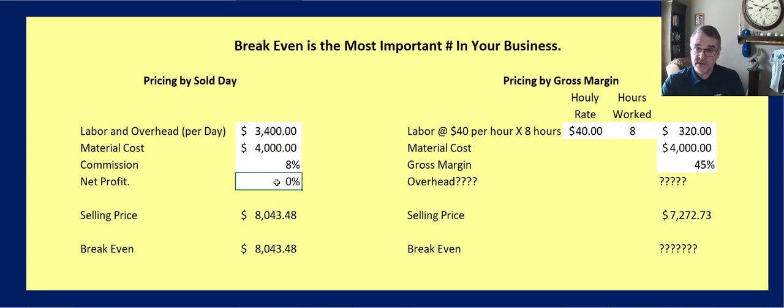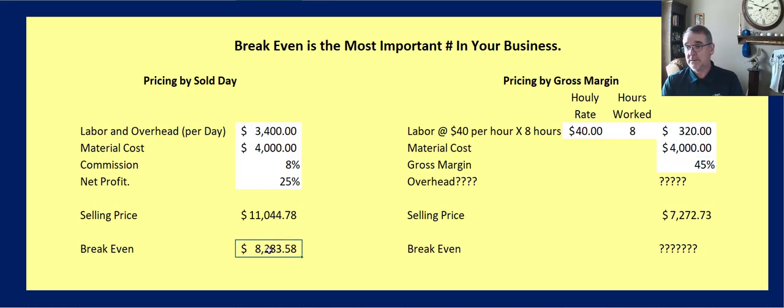Okay? So just so you understand, you guys cannot, please, stop pricing by gross margin. If you have any questions, pushback on this, give me a call. But gross margin is a loser's game. I'm just pointing it out in black and white. The most important number you're supposed to know is break even. That comes straight from Frank J.